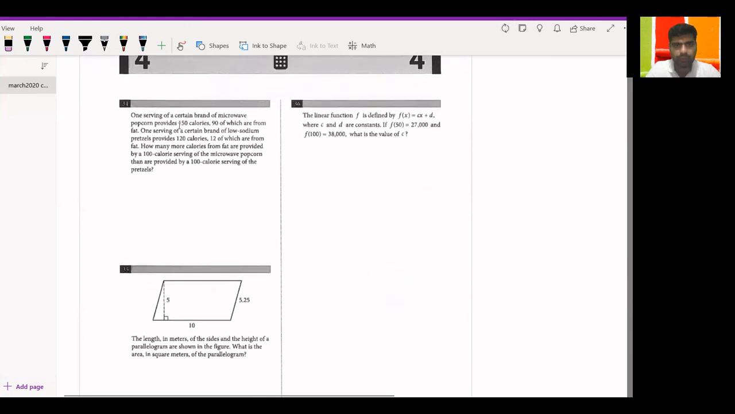One serving of a certain microwave popcorn is 150 calories, 90 of which are from fat. So 90 out of 150 are fat. Low sodium pretzel, 120 calories, 12 are from fat. Okay, so 12 out of 120. More calories from fat are provided by a 100 calorie serving of microwave popcorn than a 100 calorie serving of pretzels. We want to find the calories from fat for 100. So from 150, you get 90 from fat. So from 100, how many will you get from fat?